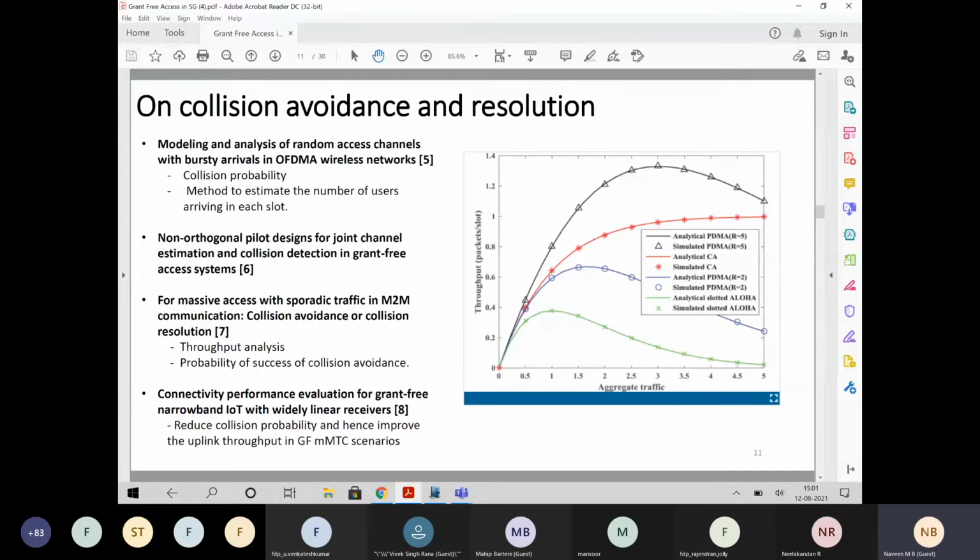And remember, pilots can act like your signatures. So people tried to build some non-orthogonal pilots so that it will help in designing pilot sequences easily and also help in detection. Also people tried to spread out the traffic.